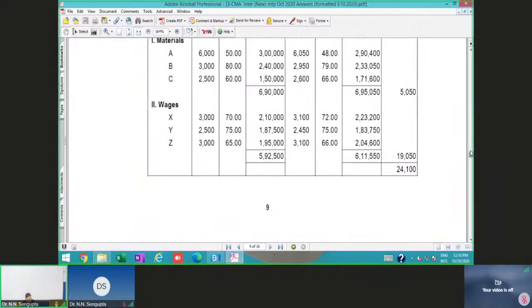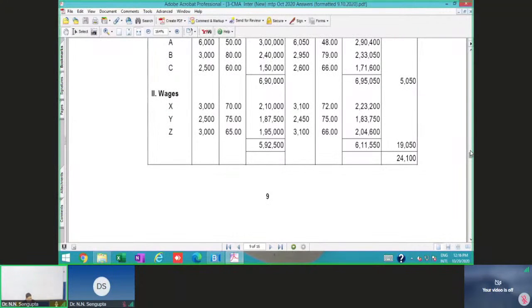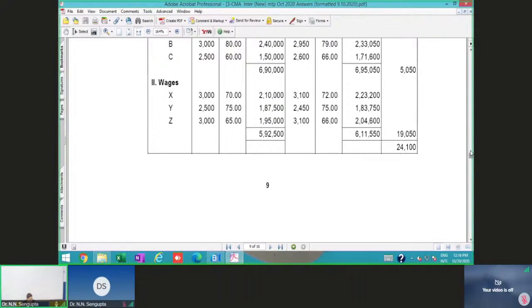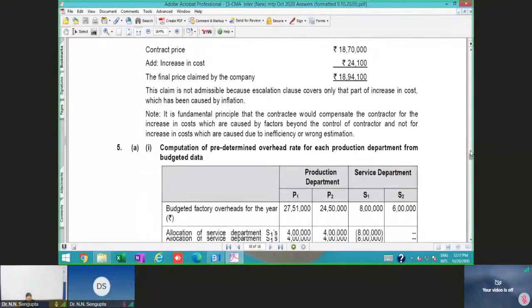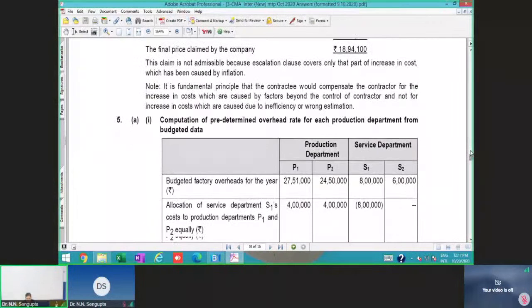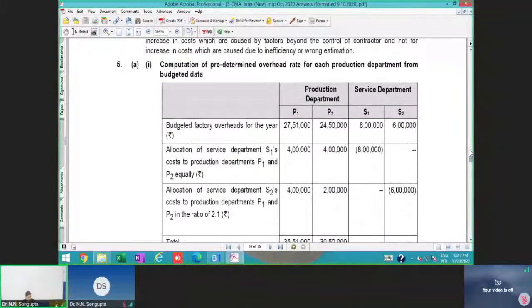Yes, Sakshi has got the answer. Thank you very much, Daksh. This 5A, I'm just coming to 5B. Allow me a couple of more minutes. Yes, Daksh has also said it's very clear. Thank you very much, Daksh.